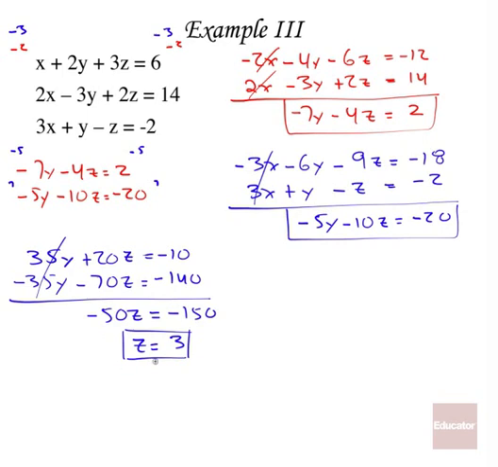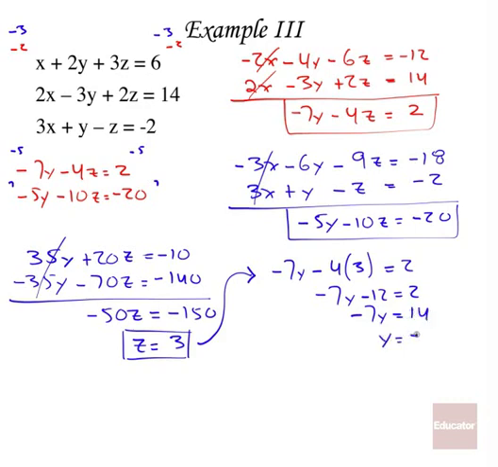Okay, so now that I have z equals 3, I can go back and put it into one of these equations to find y. So let me use the first equation. I write minus 7y minus 4 times z, which was 3, equals 2. I get minus 7y minus 12 equals 2. Minus 7y equals 14. Y equals minus 2. Notice I didn't skip any steps. I wrote down everything. Yes, I know it's basic algebra, but it's always going to be the basic stuff that's going to slip you up. So y equals minus 2.